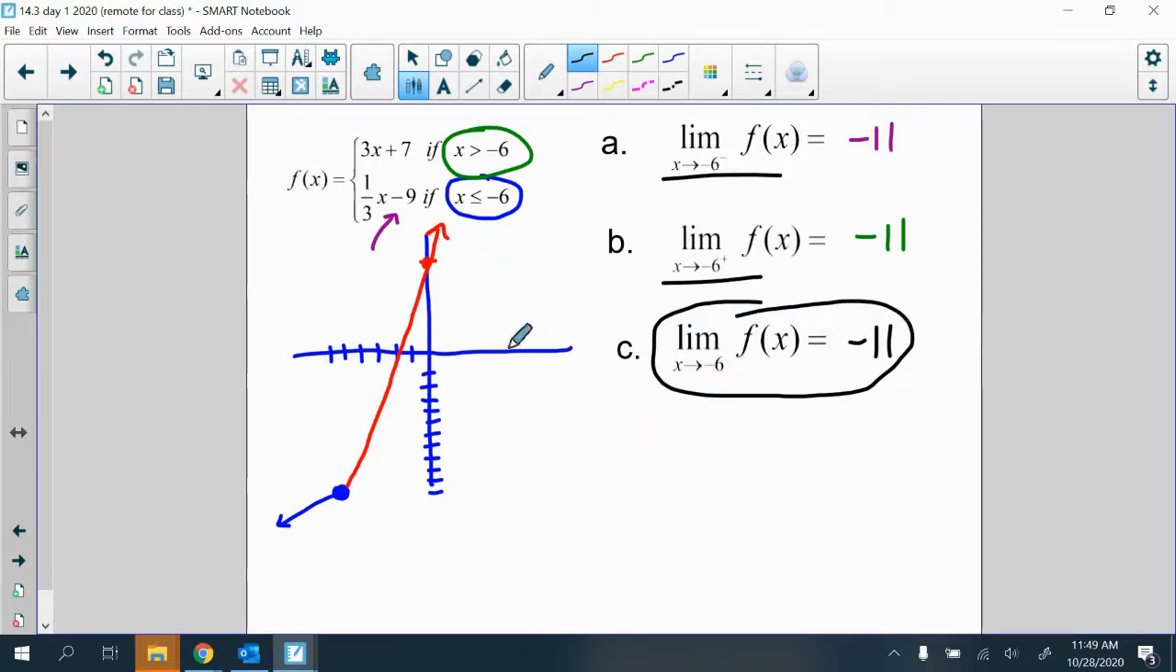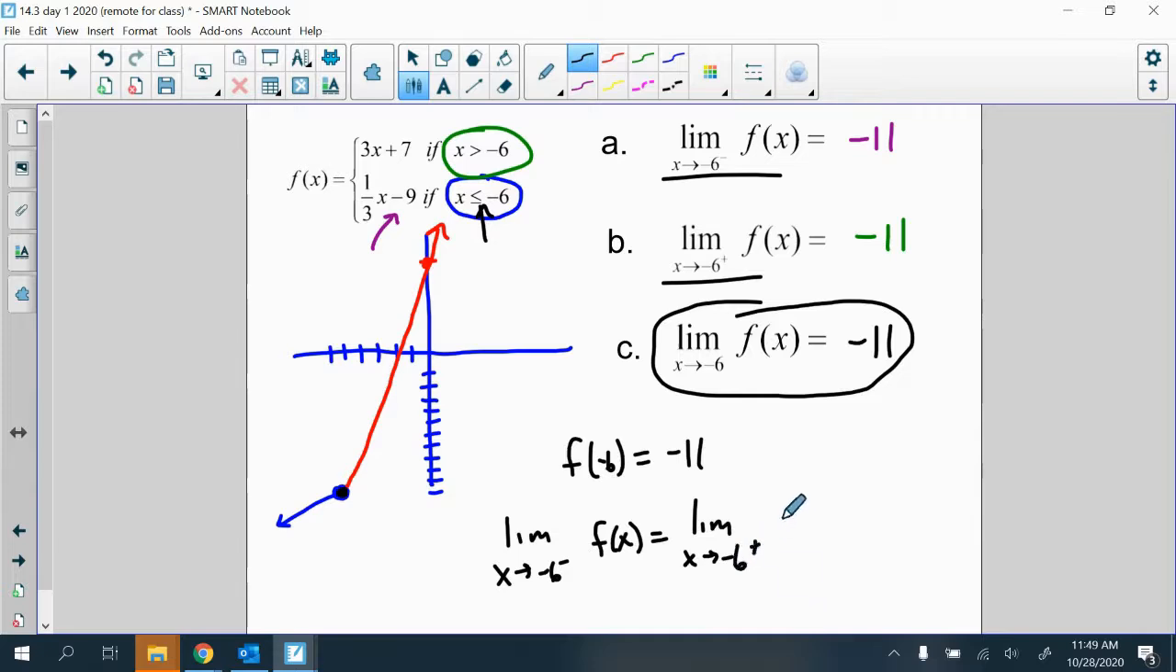Now, why is that important? Because the function value, at least in terms of what we're trying to learn today, f of negative 6, is also equal to negative 11, because this is a less than or equal to thing. So therefore, the limit as x approaches negative 6 from the left of this function is equal to the limit as x approaches negative 6 from the right of this function, which is also equal to the value of the function at negative 6. All of these things are equal to negative 11.